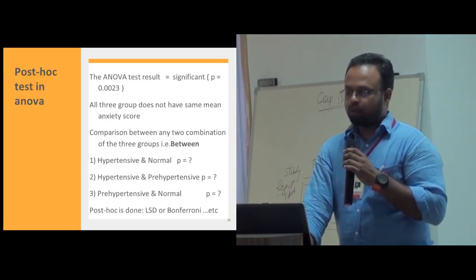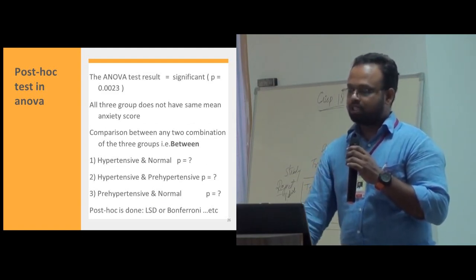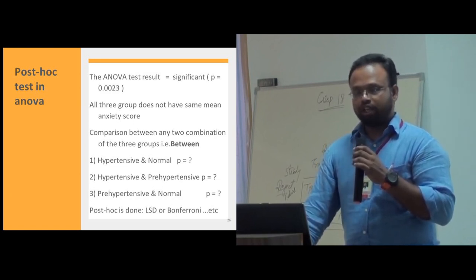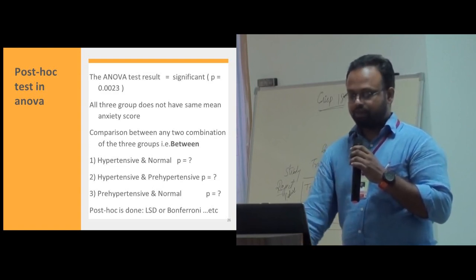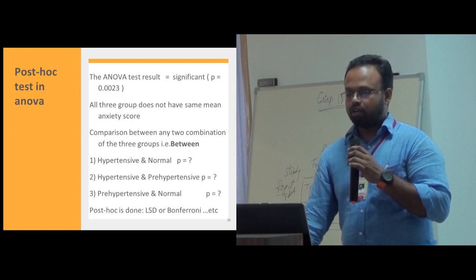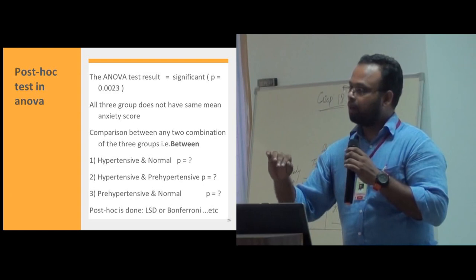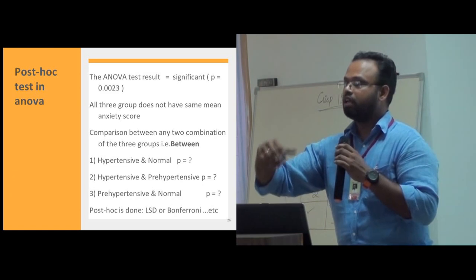Now, we have the concept of post hoc in ANOVA. Suppose the ANOVA test result says a significant p-value of 0.0023. All three groups do not have the same anxiety score. In the previous example we saw 5.91, 3.90, 3.30. There is a difference, but you want to know individually, between those groups, which contributes the most and is more significantly different from the others.